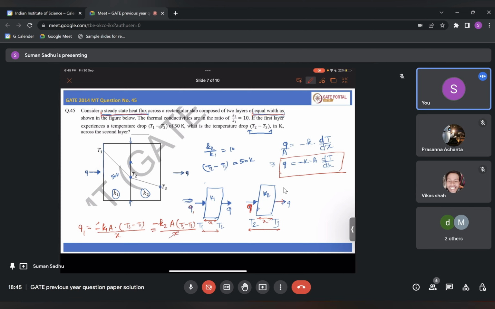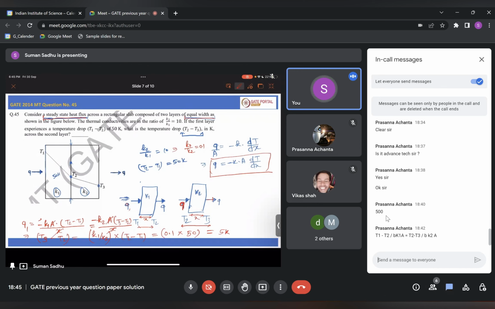Now x will cancel out, A and A will cancel out. Now you need to know T3 minus T2. T3 minus T2 will be K1 by K2 into T2 minus T1. So what is K1 by K2? K2 by K1 is 10, so K1 by K2 will be 0.1, right? So 0.1 into 50. How much will it come? 5.